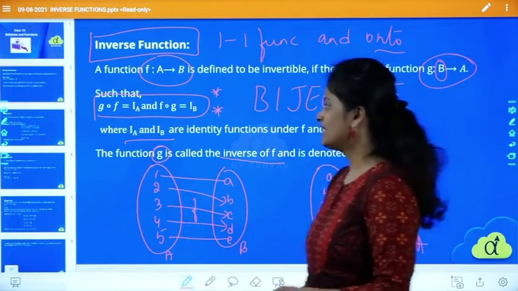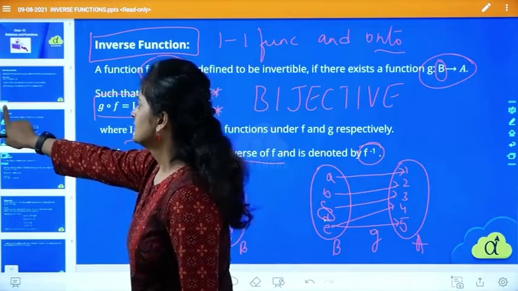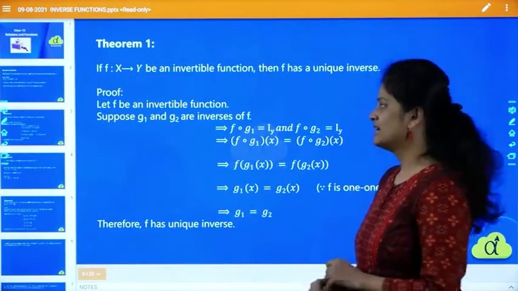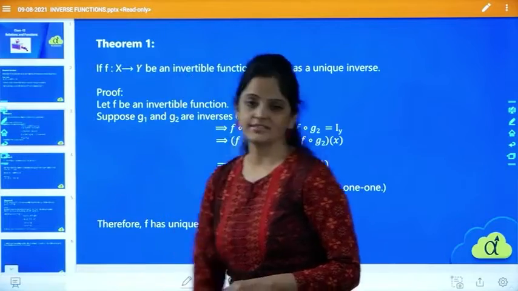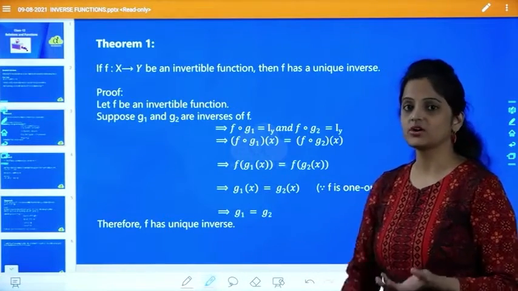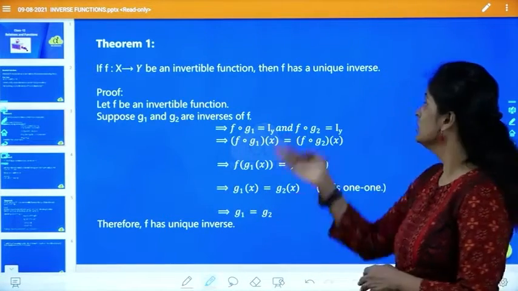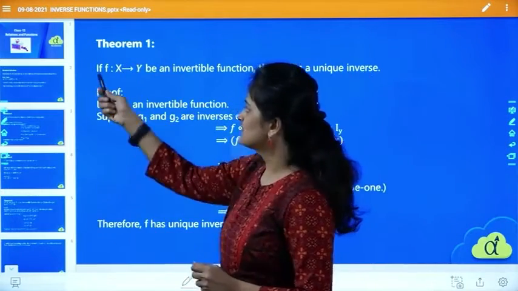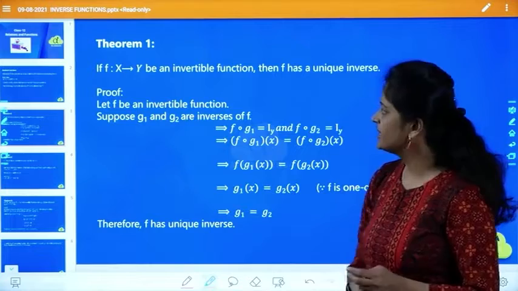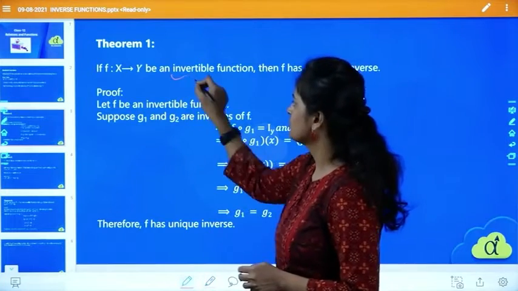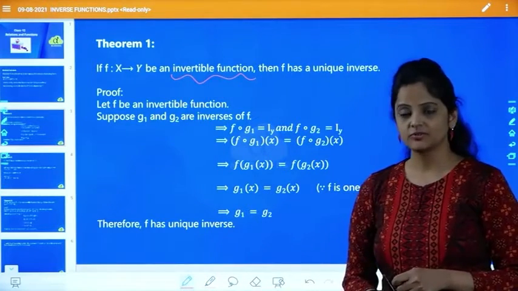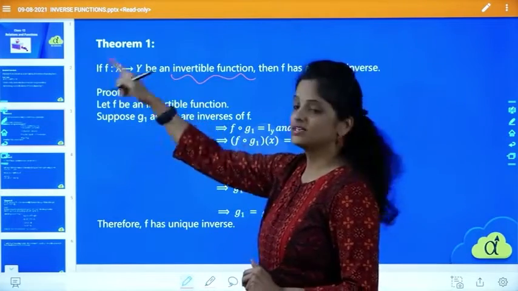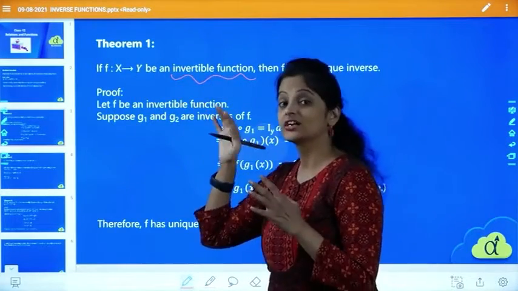Okay. Now we have a theorem on this. Theorem 1. Very simple proofs are there, not lengthy ones. They may ask you for 2 marks, and it is important to understand also. So the result is important. Theorem 1 is like this: if f from X to Y is an invertible function, what is the meaning of this? Invertible function means bijective function. Remember that. When the function is one-one and onto, such a function you are considering.